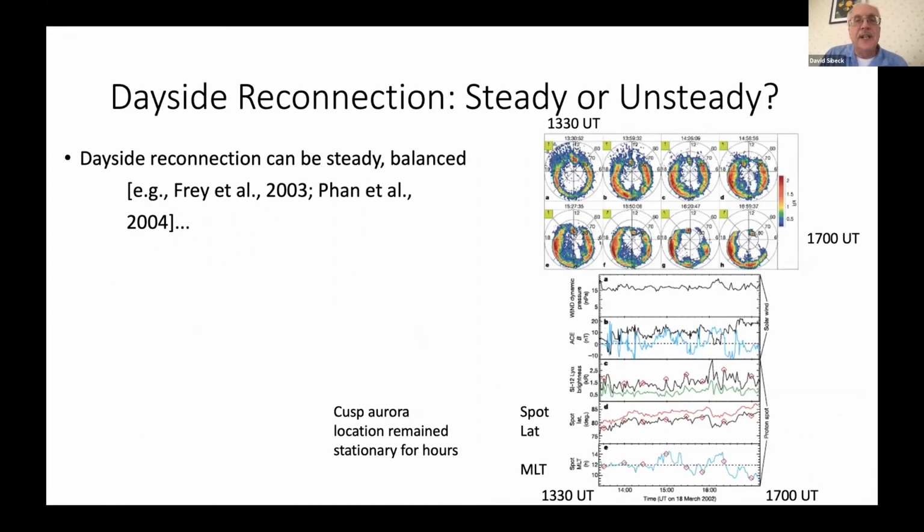Now, reconnection could be steady or unsteady. Here's a paper which said it was steady for hours, and they deduced that, Harald Frey and Tai Fan, by looking at remote images of the cusp dayside aurora and seeing a cusp auroral spot that stayed present at a similar latitude and longitude for many hours at a time. So reconnection could be steady and balanced.